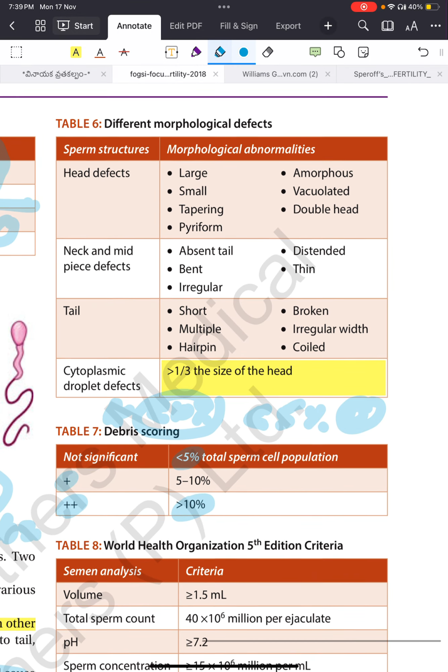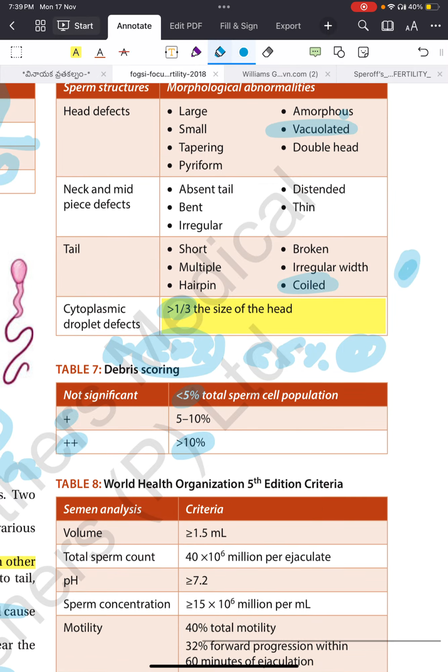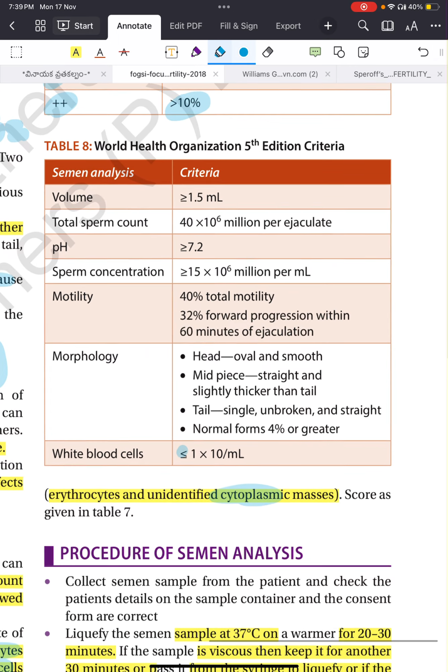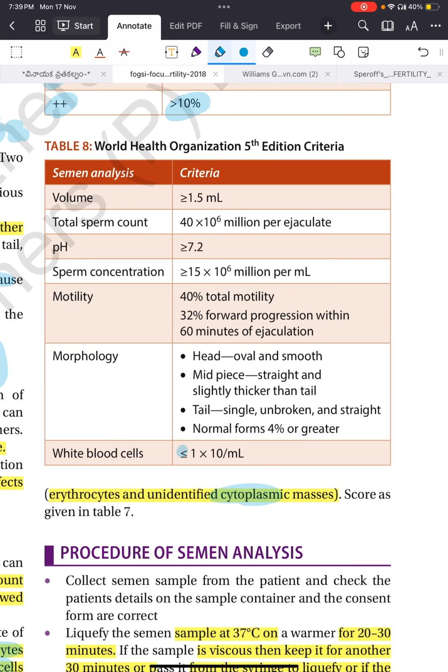Remember that. Coming to morphological defects, the head can have different defects like large, small, tapering, pyriform, amorphous, vacuolated, and double head. Vacuolated is important. Neck and midpiece defects are absent tail, bent, irregular midpiece, distended and thin. Tail defects are short tail, multiple tails, hairpin-like, broken, irregular width, and coiled. Coiled tails is important. Cytoplasmic droplet defects are those more than one third of the size of the head. If there is a cytoplasmic droplet more than one third, that means it is a morphological defect.